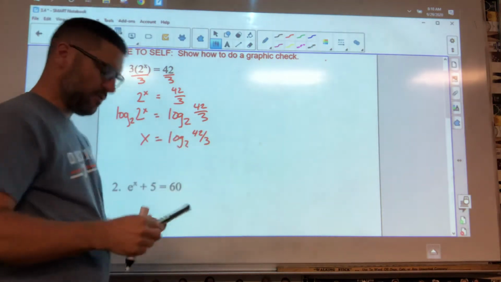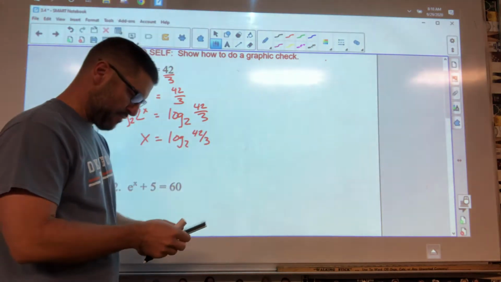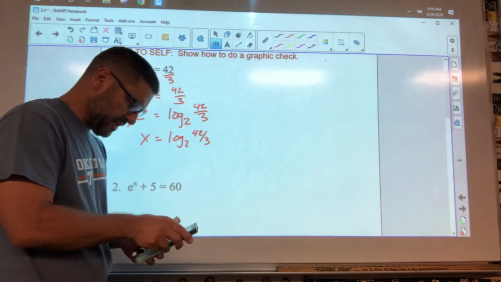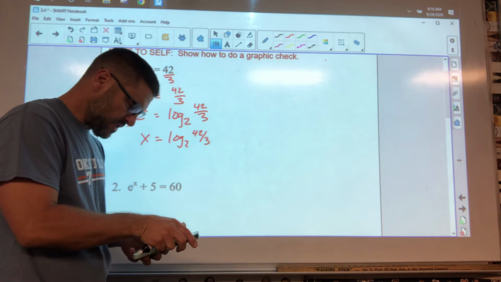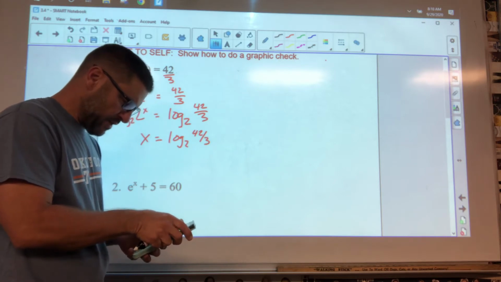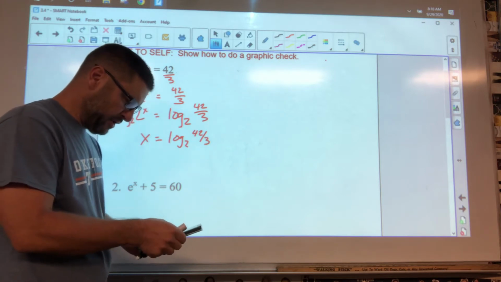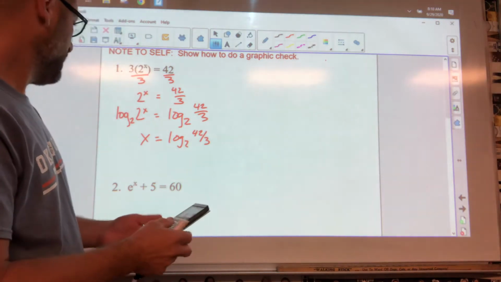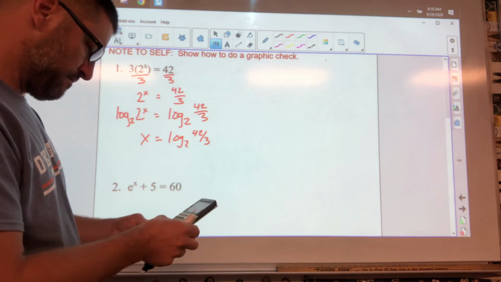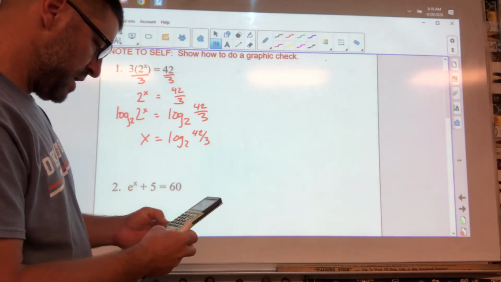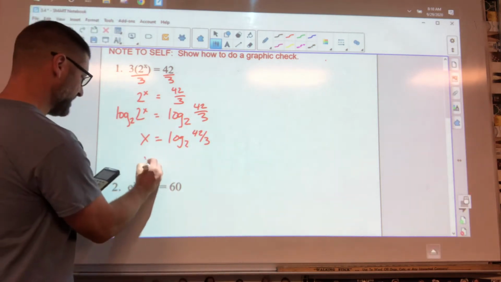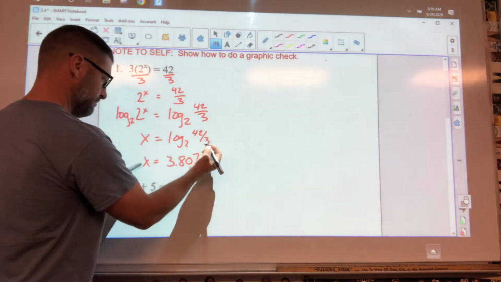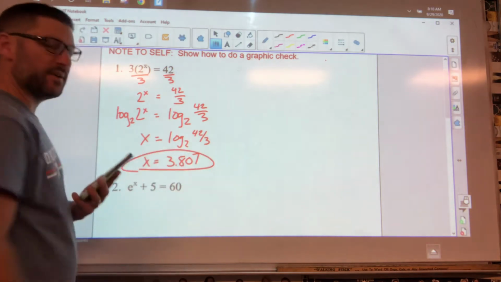Regardless, I need to evaluate that as a decimal. So I'm going to go to my math button. Here's where you should take out your calculator. You're going to need a calculator of some type for this test. If you don't have one, find one. I'm going to go to my math folder, hit my log base button, and go log base 2 of 42 divided by 3. What I got out of that is an x value of 3.807. Basically, that's it. I got my x value.